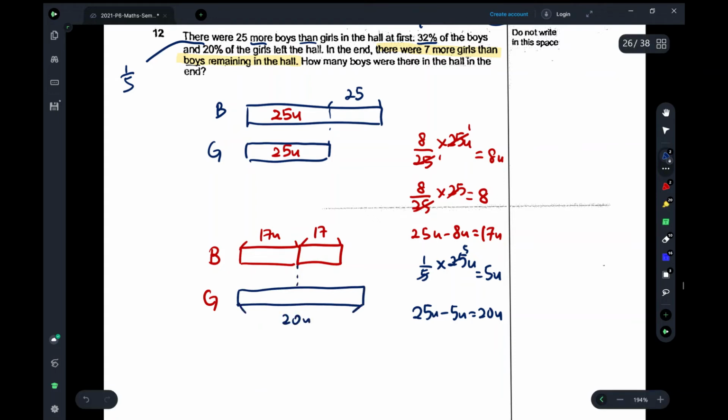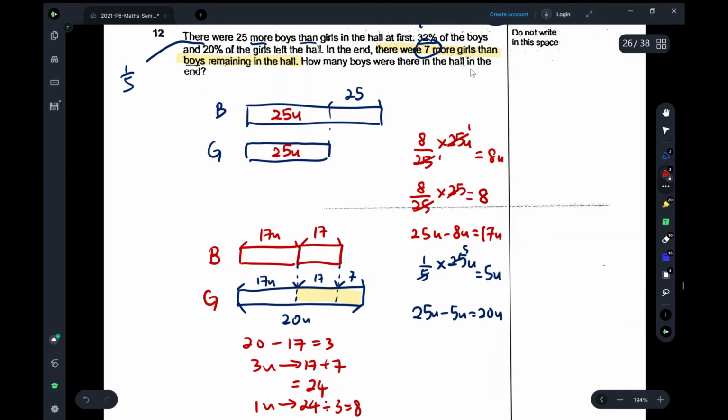Okay? So the model must make sure the top and the bottom can equate them. So this part here is 17. And what is this part? There's 7 more girls than boys remaining, so this is 7. So actually, if you realize, this part here is 20 units minus 17 units, which is 3 units. Okay? So that 3 units is actually equal to 17 plus 7, which is 24. So 1 unit is 24 divided by 3, 8.